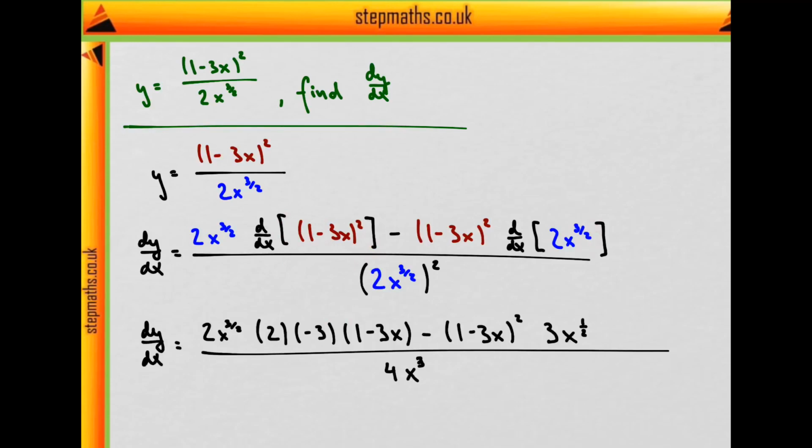When you do that, we get, in the first case, 2 times the original bracket times the derivative of the function inside the bracket, which is just -3. That's 2 times bracket times -3. And the derivative of the blue function at the very end will be 3/2 times 2x to 3/2 minus 1. So that's where this 3x to 1/2 comes from. And in the bottom we just square 2x to 3/2.